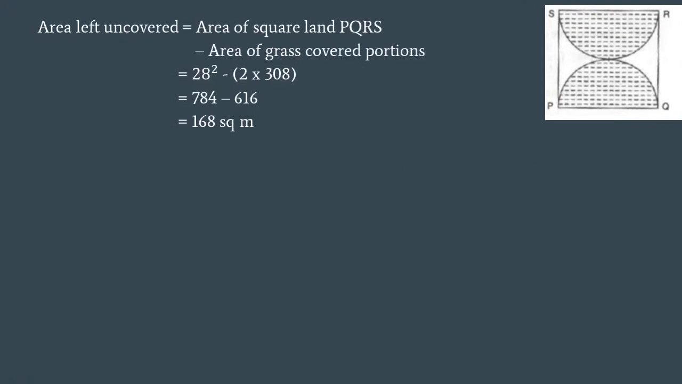Therefore, the area left uncovered is equal to area of square land PQRS minus area of the grass covered portion. Each grass covered portion is of area 308 meters square. Two such areas is 2 into 308 meters square. That's nothing but 616 meters square. Area of the square land is given by length square, that's 28 square. So 28 square minus 616, that's equal to 784 minus 616, that's equal to 168 meters square.